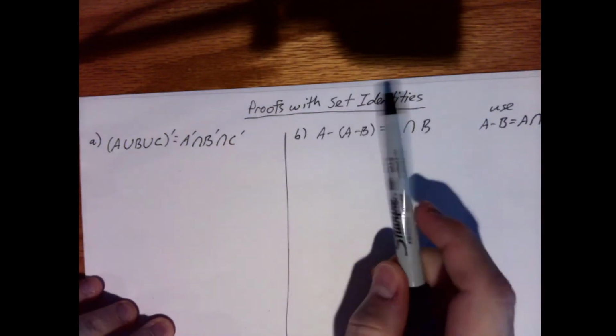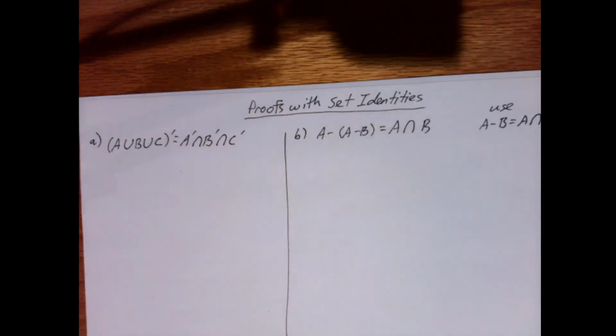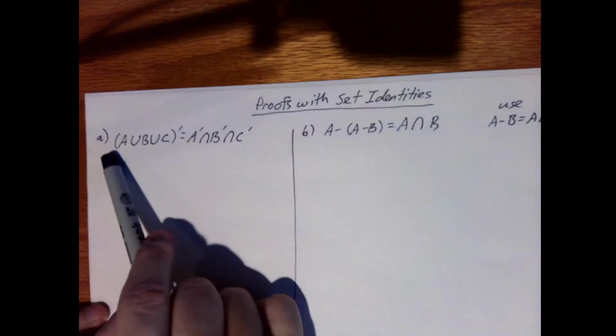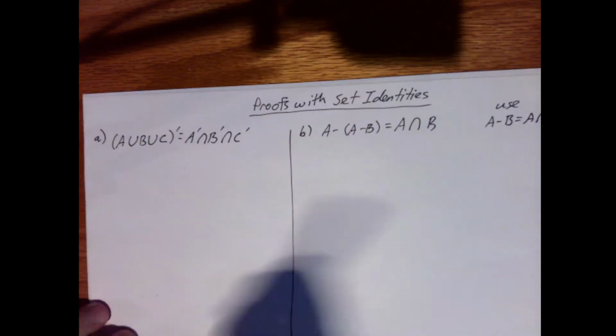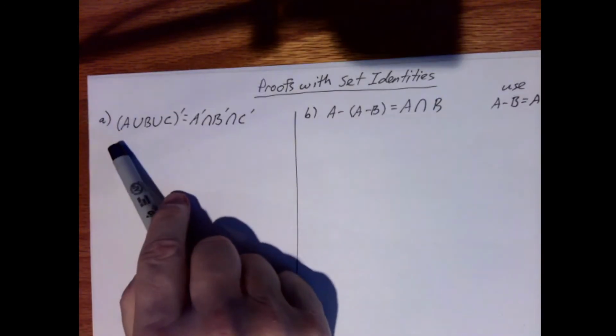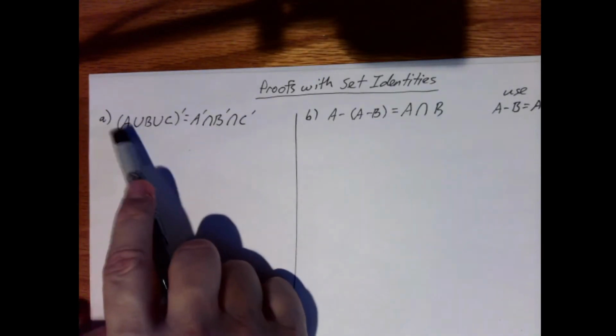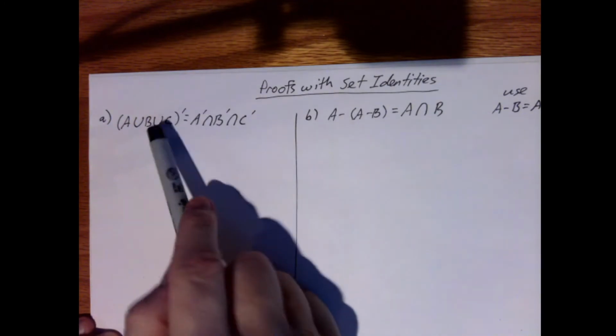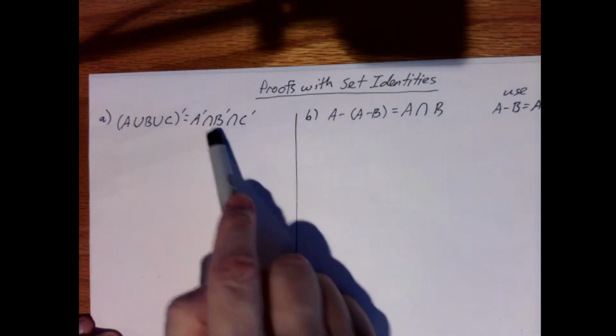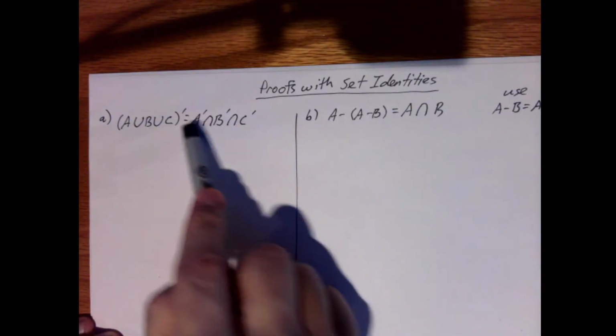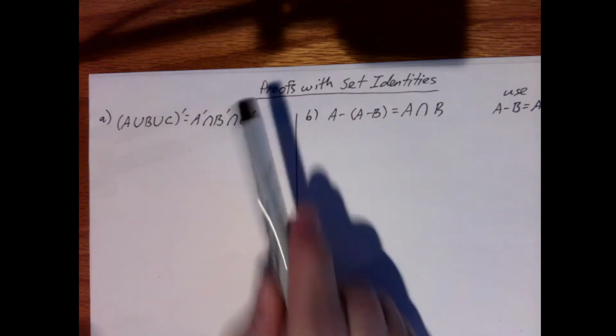In my last video, I introduced set identities. Now let's use those to try to prove some new relationships. So right here we have the complement of the union of three sets, A, B, and C, and we want to show that that's equal to the intersection of the complements of each of the three original sets.